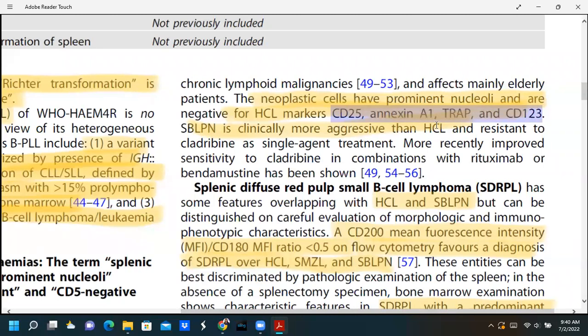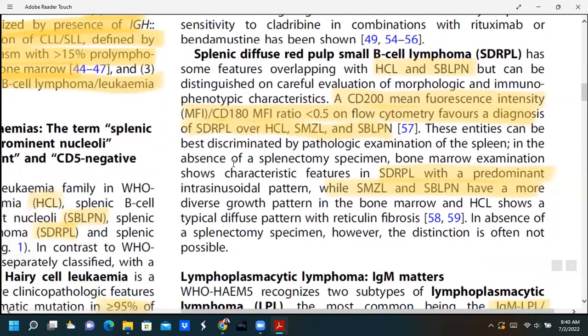Similarly, this prominent nucleoli is negative for CD25, annexin A1, TRAP and CD123. And prominent nucleoli obviously is more aggressive than hairy cell leukemia. It basically encompasses the aggressive entities anyway, that is prolymphocytic leukemia and hairy cell leukemia variant. So it is more aggressive. It is resistant to the cladribine treatment. And then diffuse red pulp.